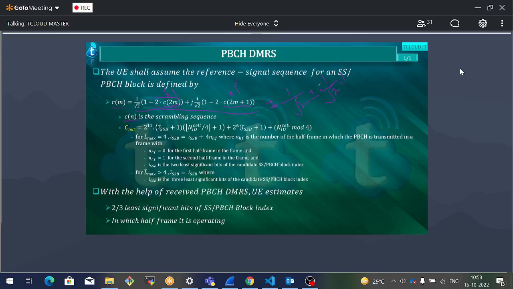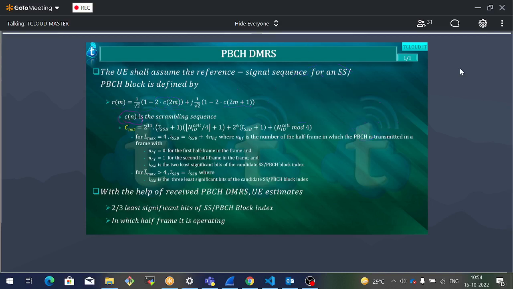So the total possibilities are 4. Whatever symbols we generate for PBCH DMRS, there are 4 possibilities: plus or minus 1 by square root of 2, plus or minus 1 by square root of 2j. Any one of these. We already know that these are QPSK symbols, quadrature phase shift keying symbols. So what you transmit as DMRS symbols is QPSK symbols itself. But these QPSK symbols are not generated from the data. They are generated from the scrambling sequence. The scrambling sequence plays the important role here.